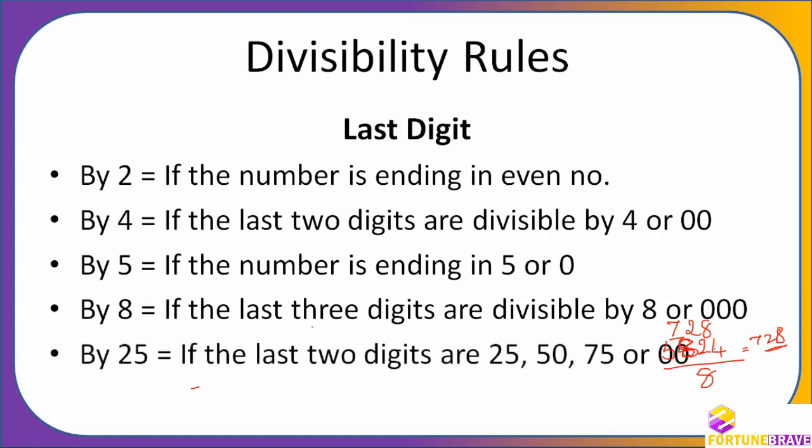25. Again we come to 25. 5 fives are 25. So here what will happen? What should be the last two digits? The last two digits should be 25, 50, 75 or double zero. If the last two digits are 25, 50, 75 or double zero, then it is divisible by 25. Here you can use those properties as well, because any number which ends in 25 is divisible by 25, so it will also be divisible by its factor, 5.